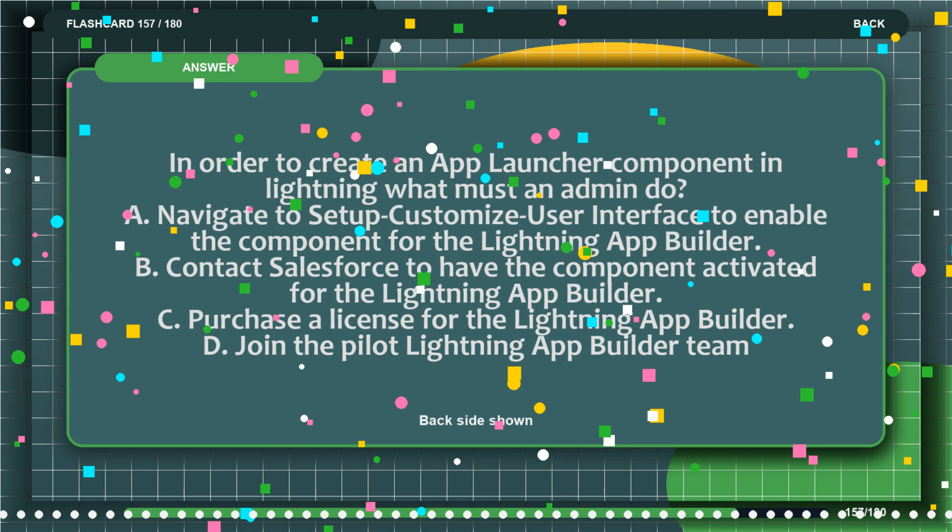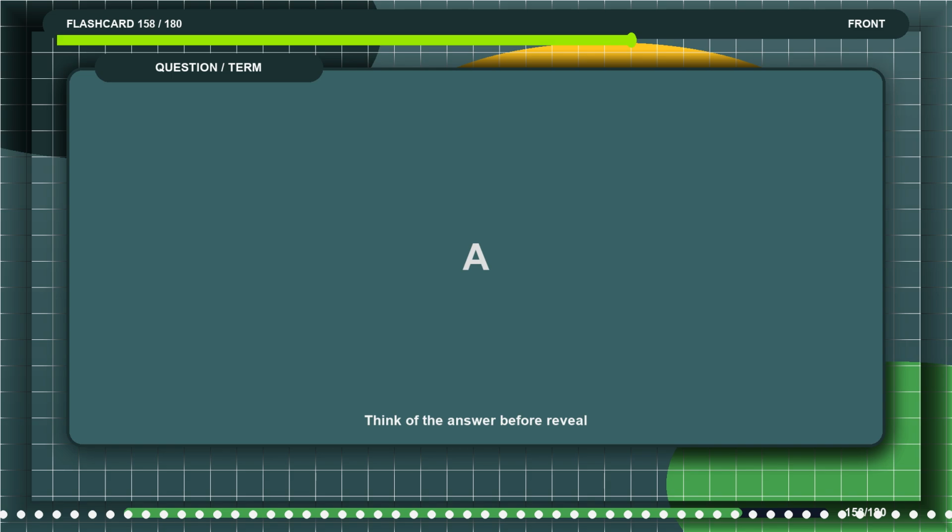The answer is: in order to create an app launcher component in Lightning, what must an admin do? A. Navigate to Setup, Customize, User Interface to enable the component for the Lightning App Builder. B. Contact Salesforce to have the component activated for the Lightning App Builder. C. Purchase a license for the Lightning App Builder. D. Join the pilot Lightning App Builder team. Flashcard 158. A. Think of the answer before the reveal.